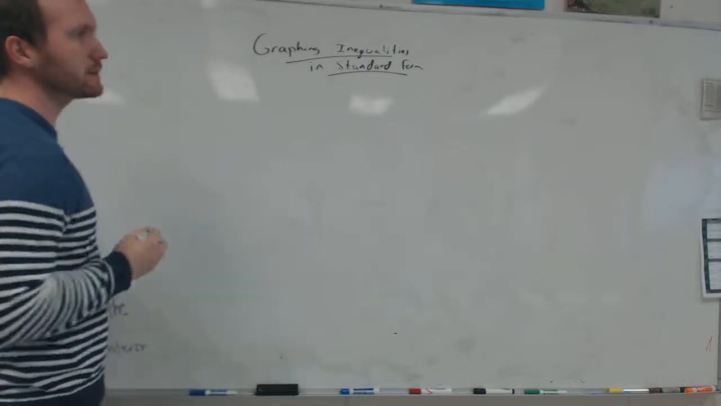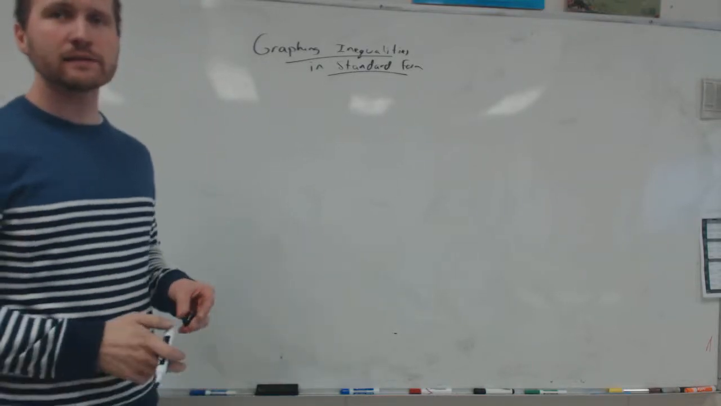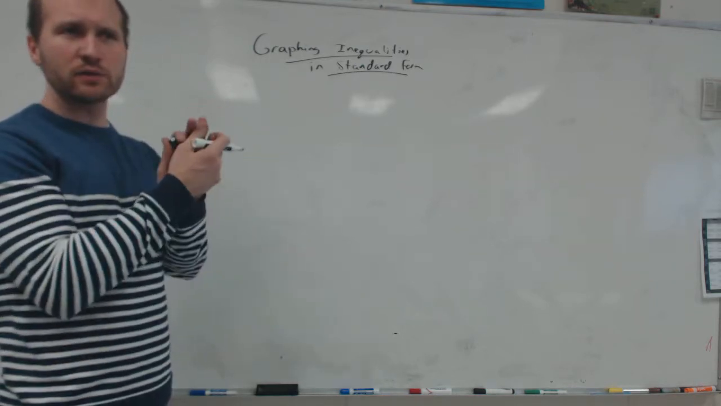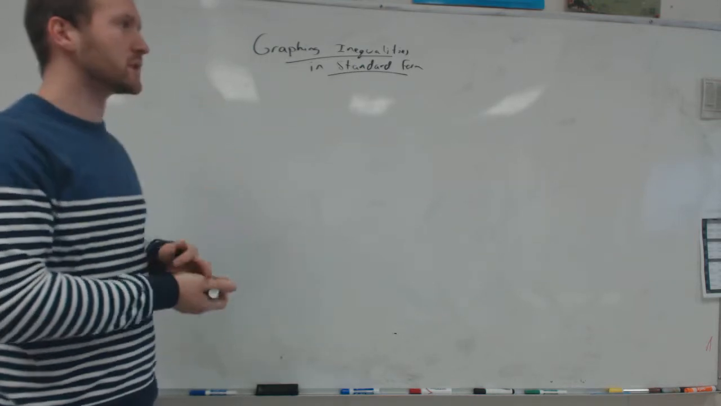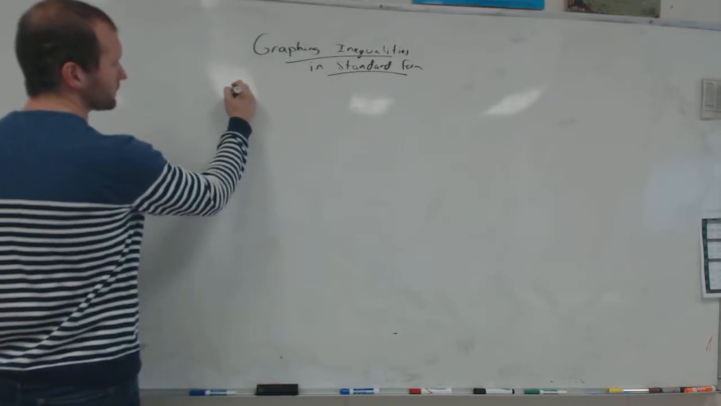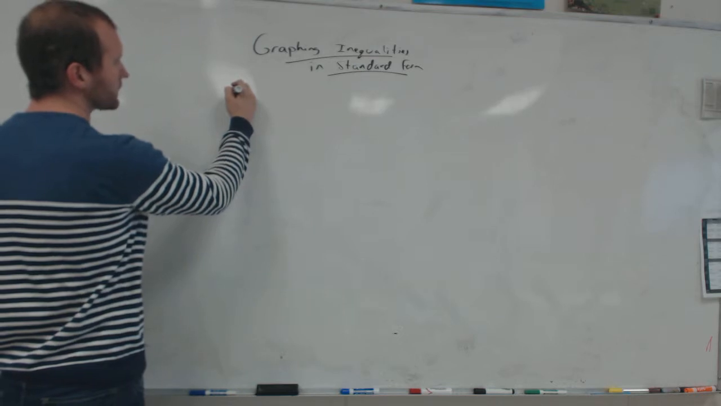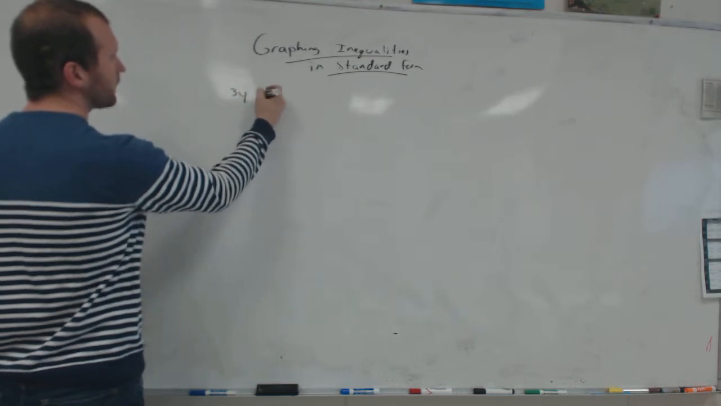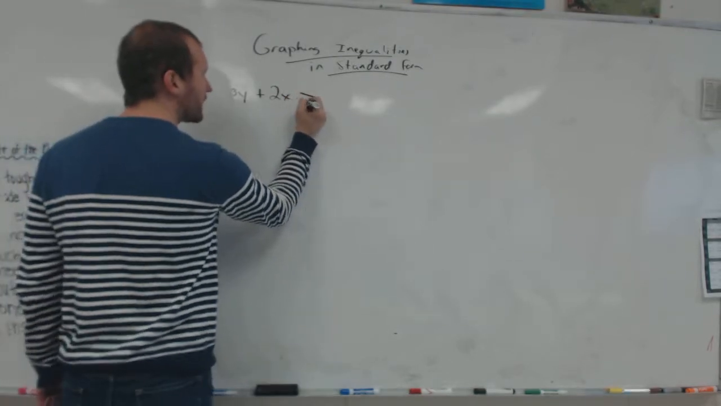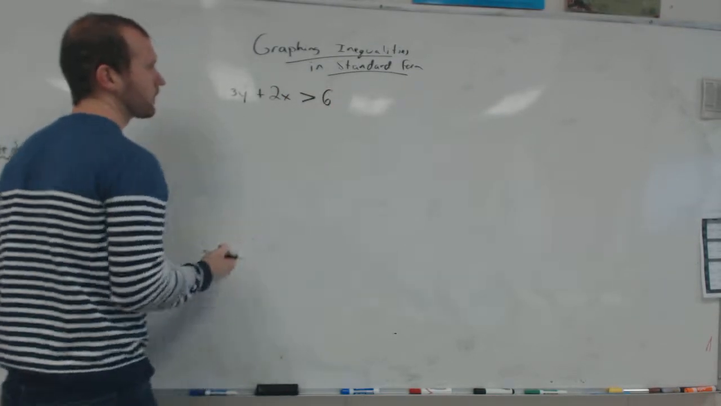Graphing inequalities in standard form. So we've learned to make lines in standard form. You've learned to graph inequalities. We're just combining two things that you already know today. Right? So if I had an inequality that looked like this, 3y plus 2x is greater than 6.